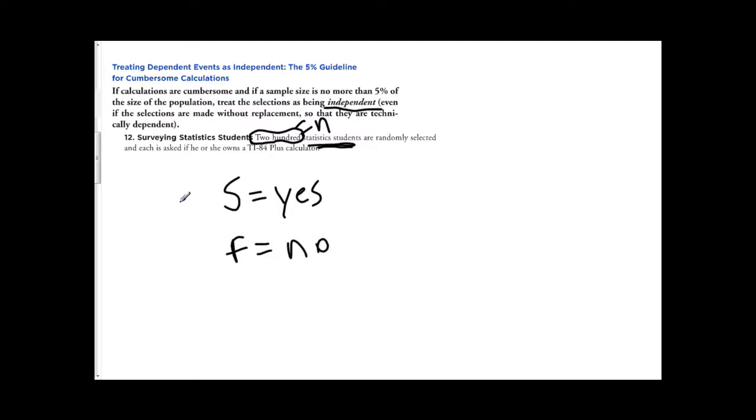These trials are, in fact, not independent. So we cannot use the binomial distribution unless we apply the 5% guideline, which says that we can treat them as independent as long as the sample size, which is n, is no more than 5% of the size of the entire population. And this population would be the population of all statistics students. So indeed, the 5% guideline can be applied. We could treat this as binomial, even though it is not strictly a binomial distribution. All right, so that is the 5% guideline.